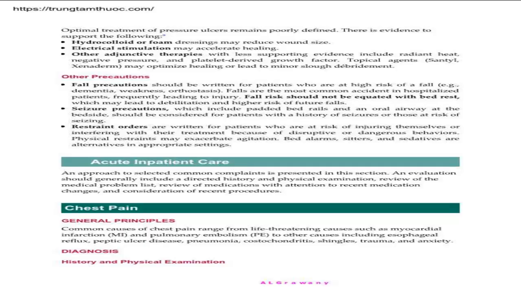Stage IV: full thickness tissue loss with exposed bone, tendon, or muscle. Slough or eschar may be present on some parts of the wound bed. Often includes undermining and tunneling. Unstageable: full thickness tissue loss in which the base of the ulcer is covered by slough (yellow, tan, gray, green, or brown) and/or eschar (tan, brown, or black) in the wound bed. Treatment.